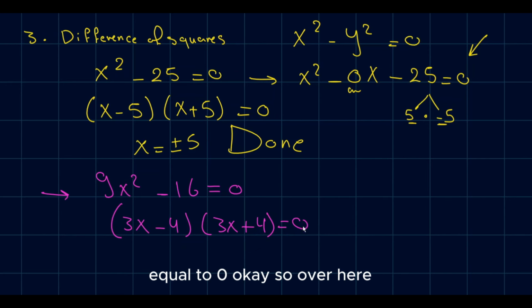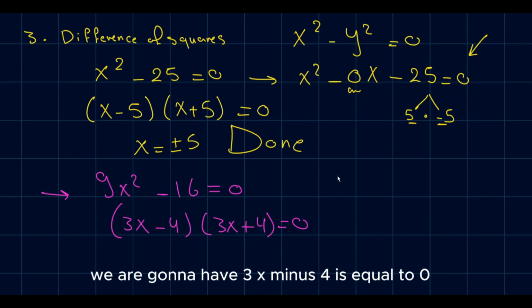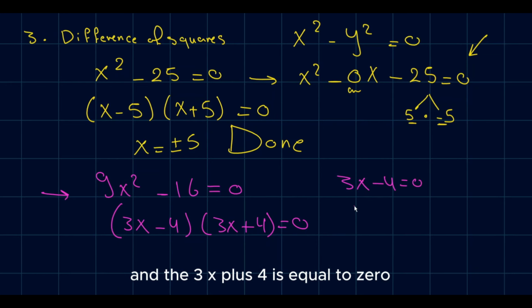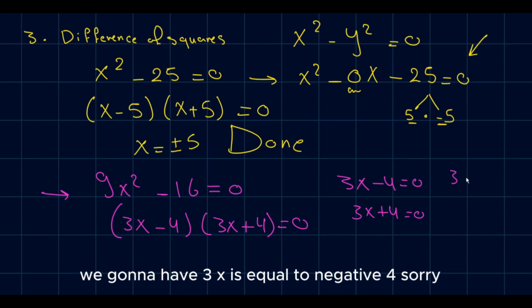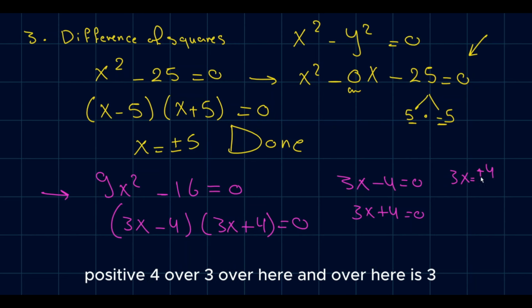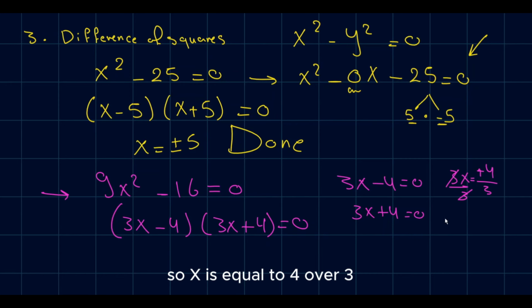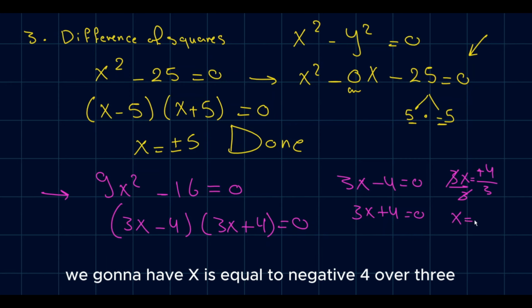Equal to 0, okay? So over here, for the roots, we are gonna have 3x minus 4 is equal to 0 and 3x plus 4 is equal to 0. From here, we're gonna have 3x is equal to positive 4 over here, and negative 4 over here. So x is equal to 4 over 3, and from here we're gonna have x is equal to negative 4 over 3.